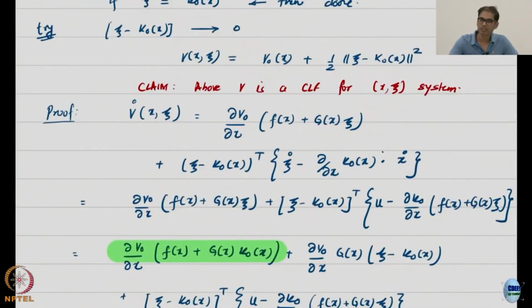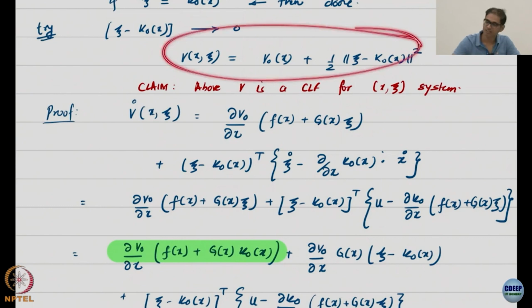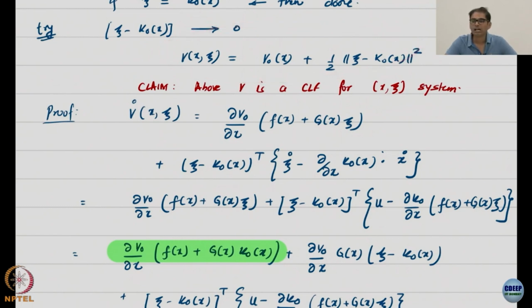V is positive definite. I hope you believe that, right? By the way, we never discussed this very carefully, so maybe I should go back there. Do you believe that V is positive definite? Why? V naught of x is positive definite. Great.